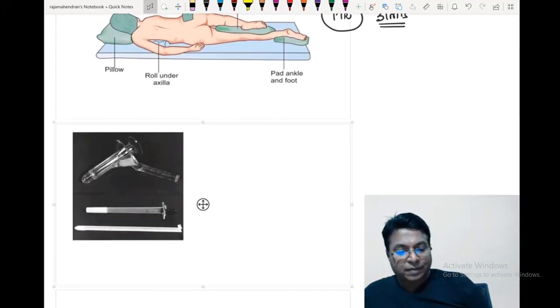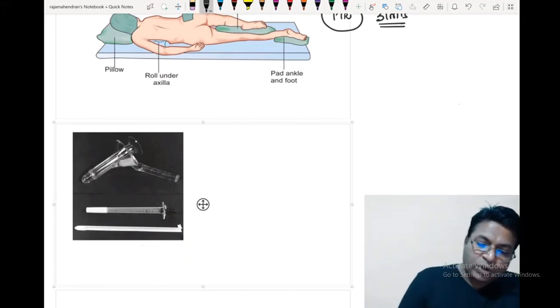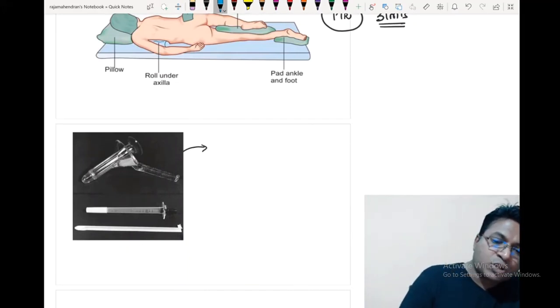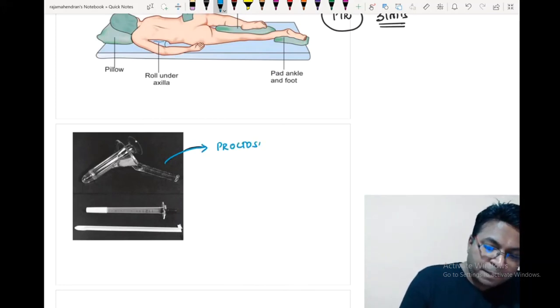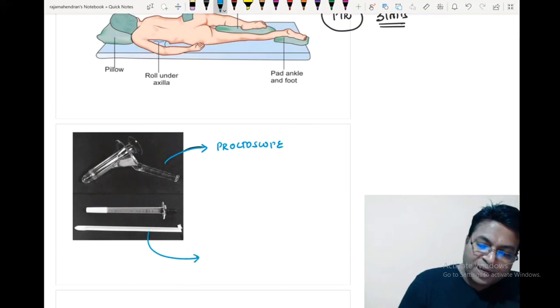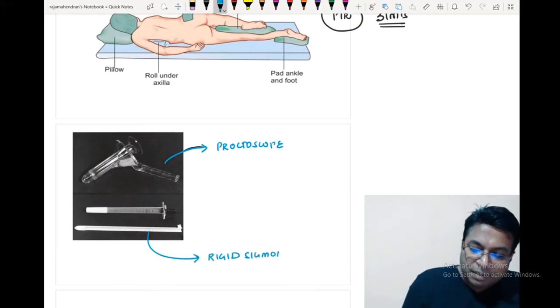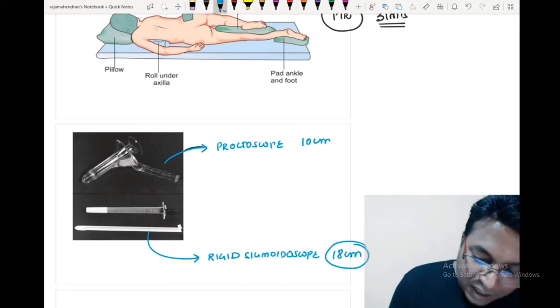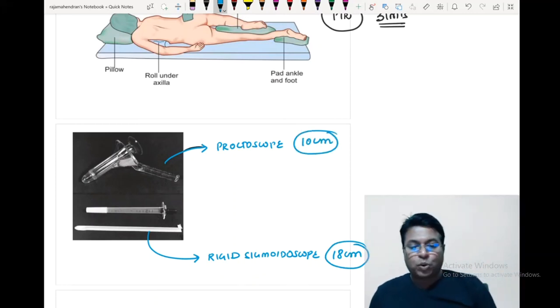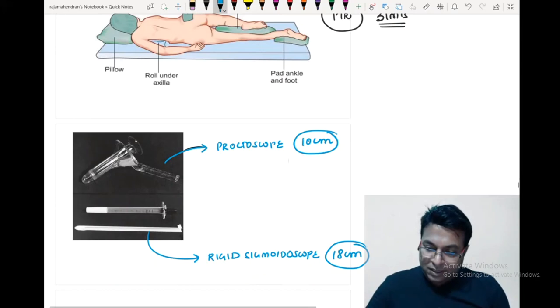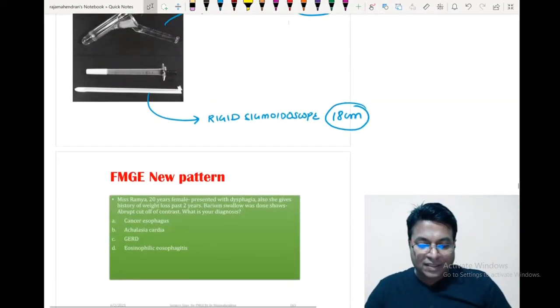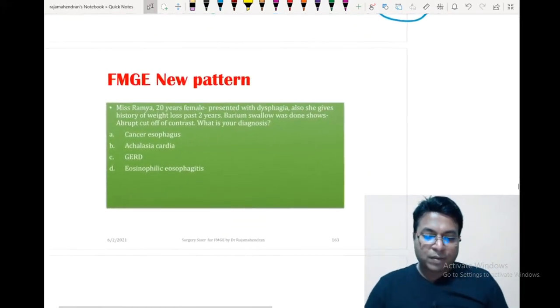So there are two instruments shown here. Don't get confused in the exam. The instrument in the upper one is known as proctoscope. The lower instrument is known as a rigid sigmoidoscope. Don't get confused between these two. Rigid sigmoidoscope is 18 centimeter length. Proctoscope is only 10 centimeter length. Okay, these are the two scopes shown here. Now let us see some of the new pattern questions from this syllabus.